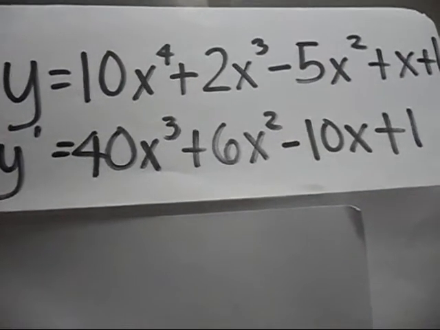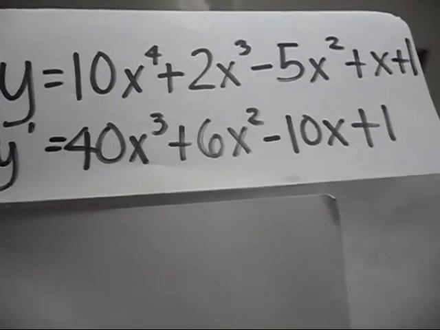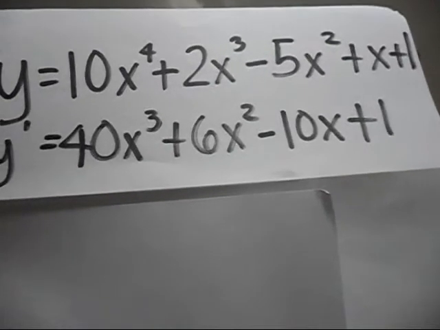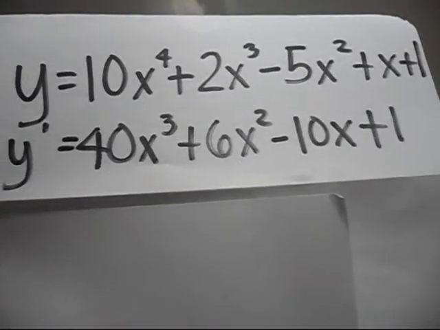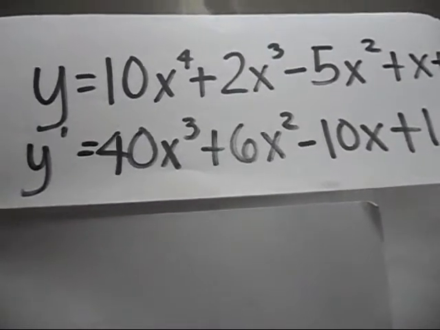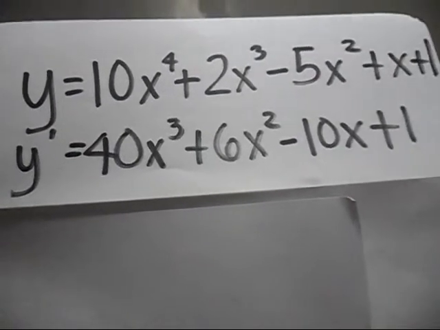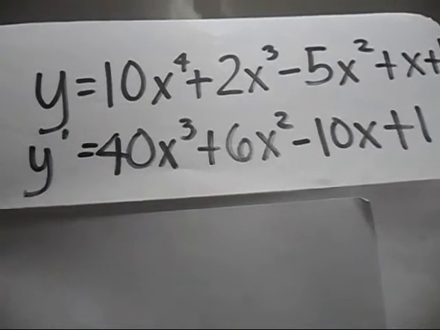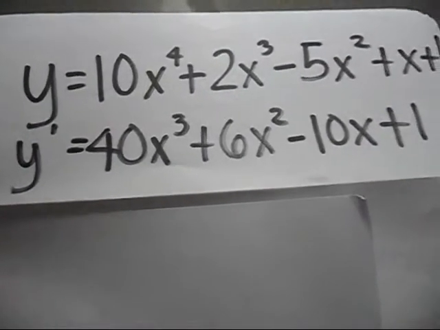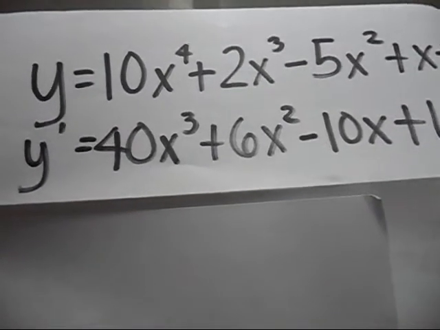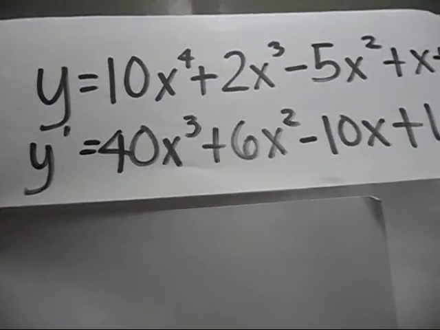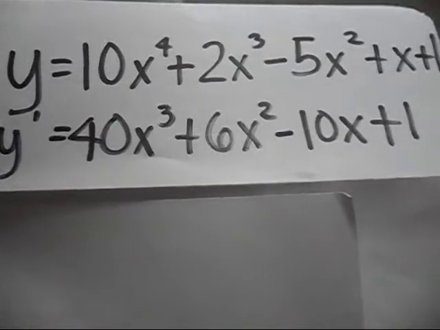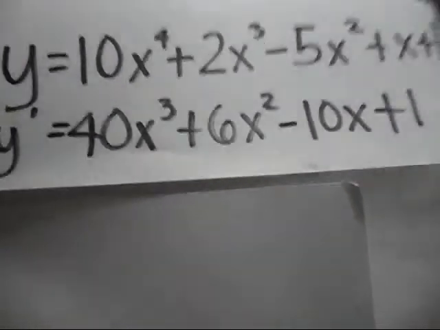Here's another example when you can apply the power rule. y = 10x to the 4th + 2x cubed - 5x squared + x + 1. The final answer is y prime = 40x cubed + 6x squared - 10x + 1. 10x to the 4th became 40x cubed because I multiplied the exponent to 10, then that became 40. And then the exponent became 3 because I subtracted 1 based on the formula.